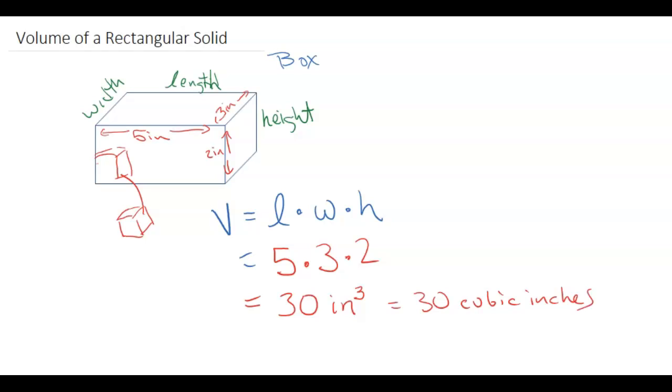So we're saying that if I had these 1 inch by 1 inch by 1 inch cubes and had a box that was 5 inches by 3 inches by 2 inches, it would take 30 of those cubes to fill it up. That is the volume.